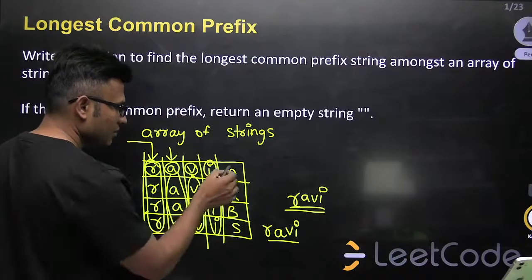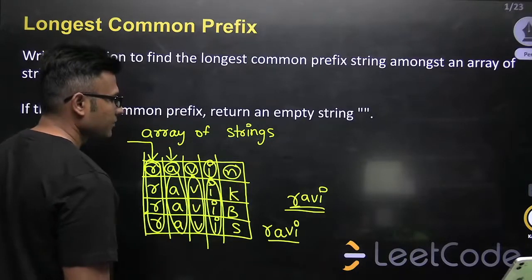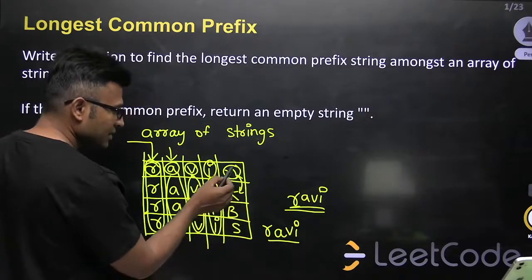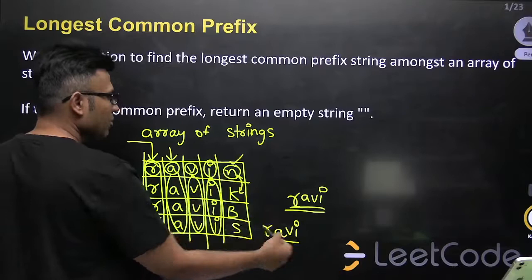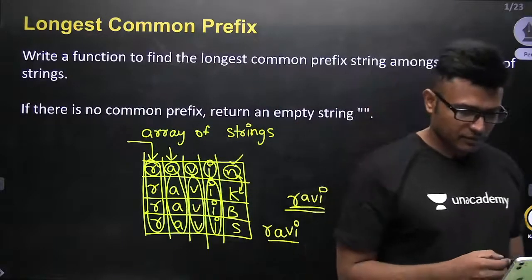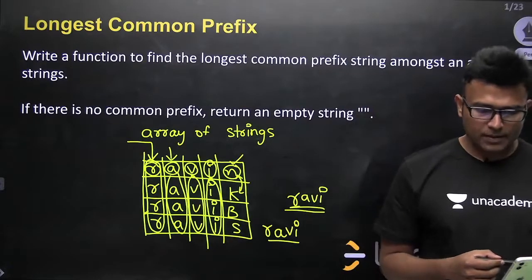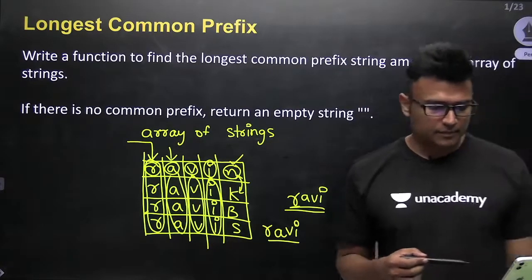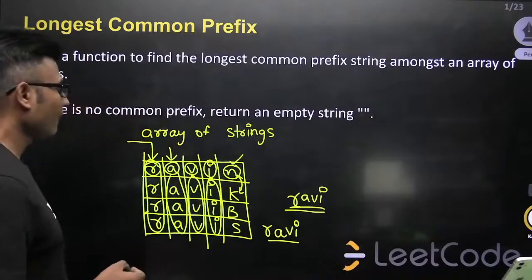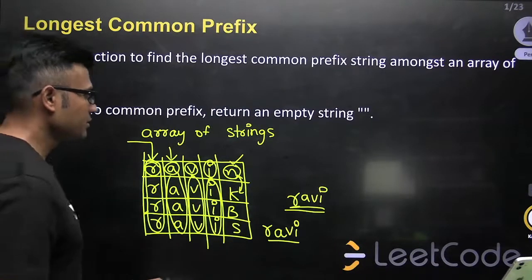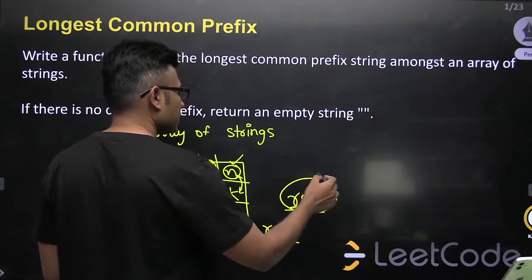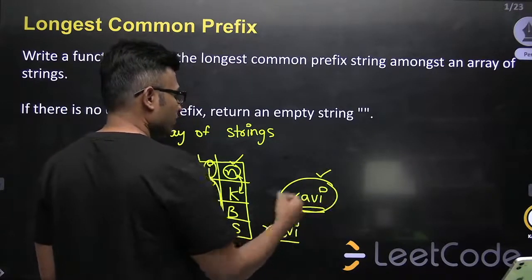And when will I stop? Whenever I get to a character and there is a mismatch, here I can stop, because this n is not going to be included in the prefix. Got it? This n is not going to be included in the prefix. Got it? Okay. Now, how am I going to do this? So Ravi is the common prefix here.